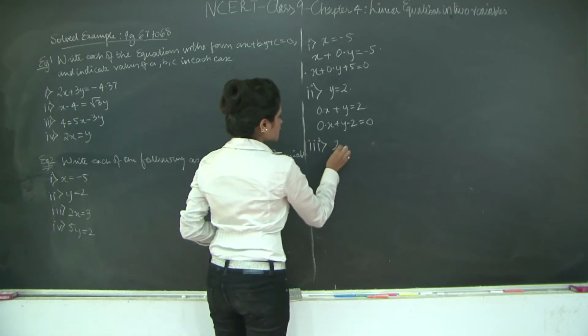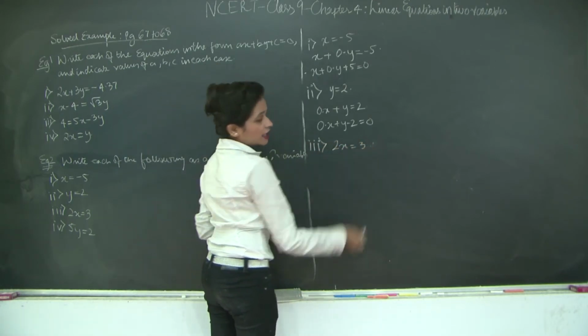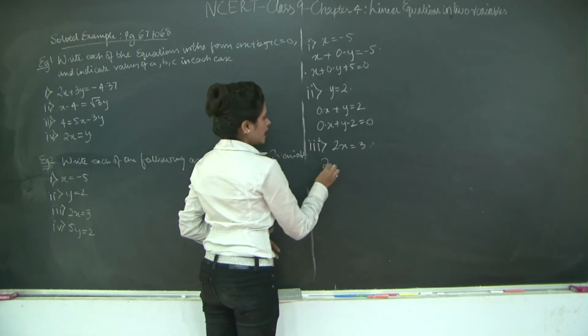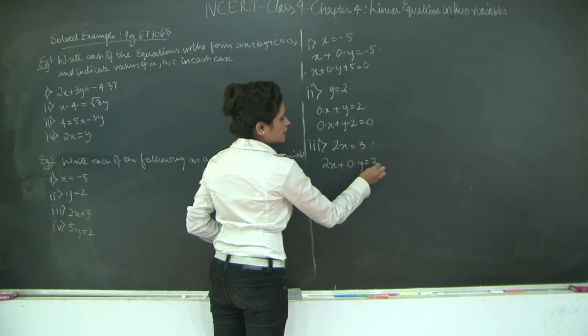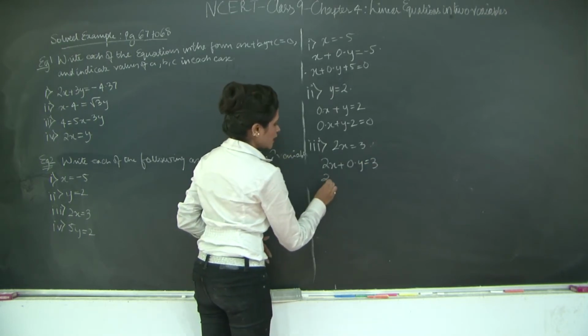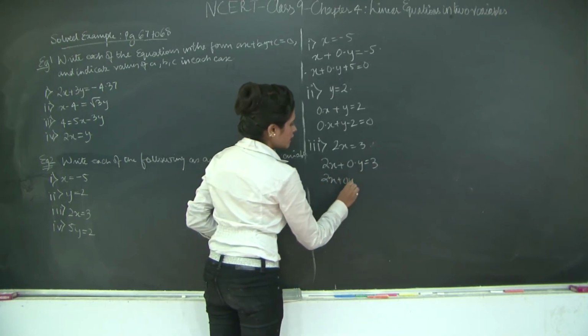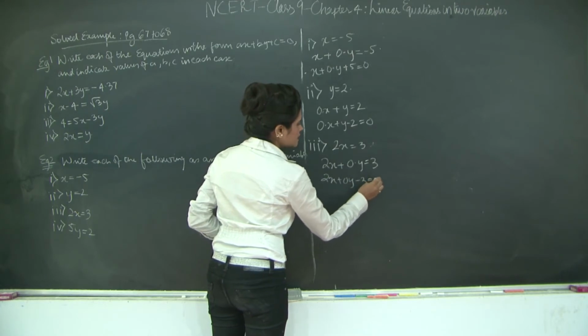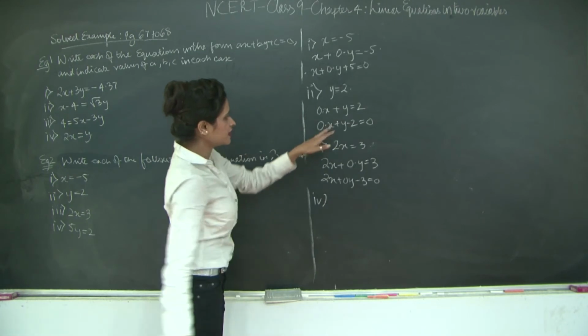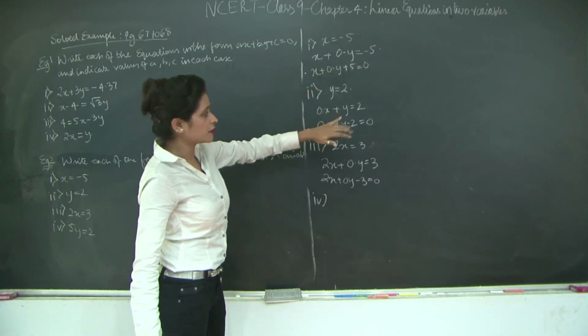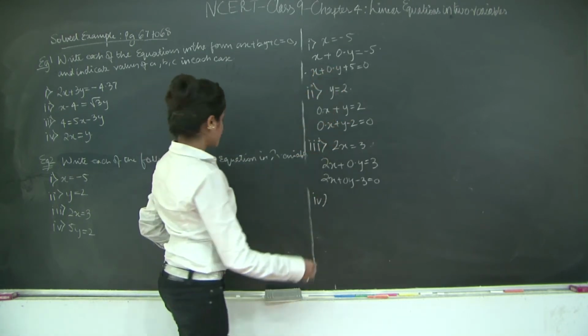Third one, 2x is equal to 3. So again we have an equation in one variable. I'll just say 2x plus 0y is equal to 3. Right? So 2x plus 0y minus 3 is going to be 0. And first of all, these dot signs stand for multiplication. It's not a decimal point.